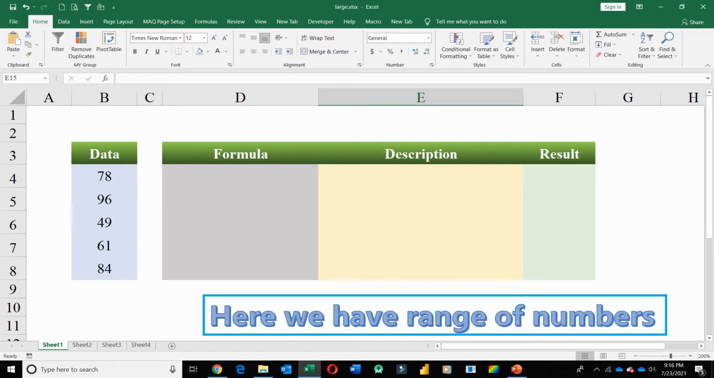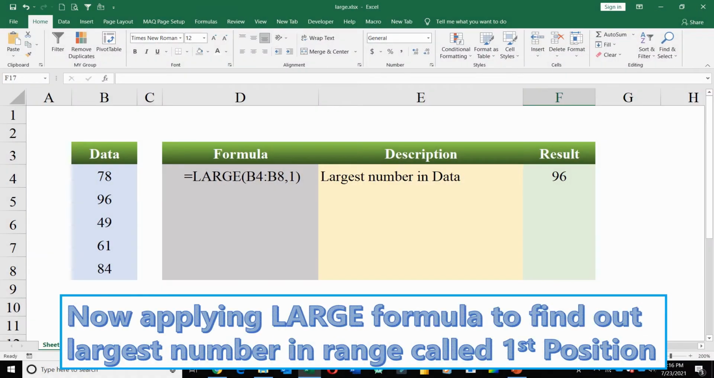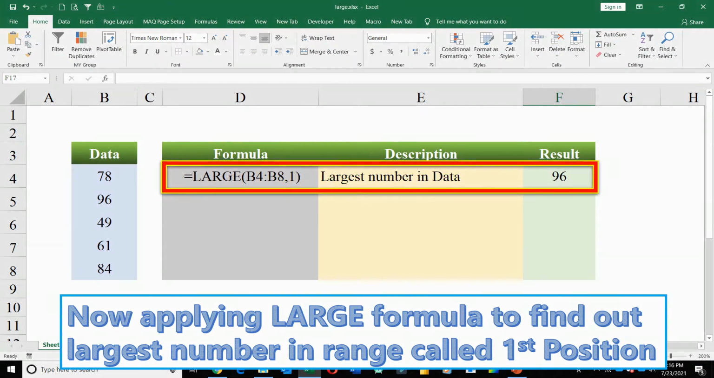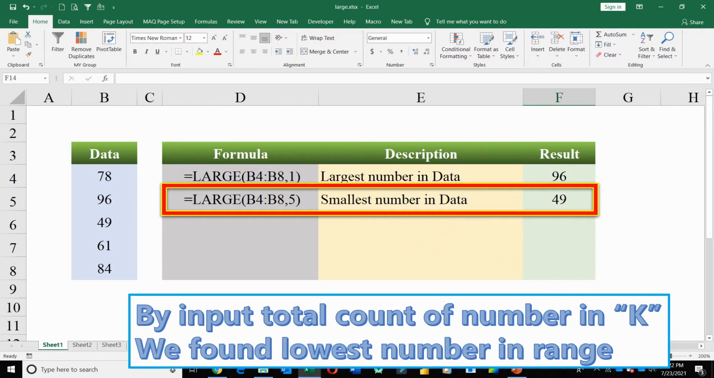Here we have a range of numbers. Now applying the LARGE formula to find out the largest number in the range, called first position. By inputting the total count of numbers in k, we find the lowest number in the range.